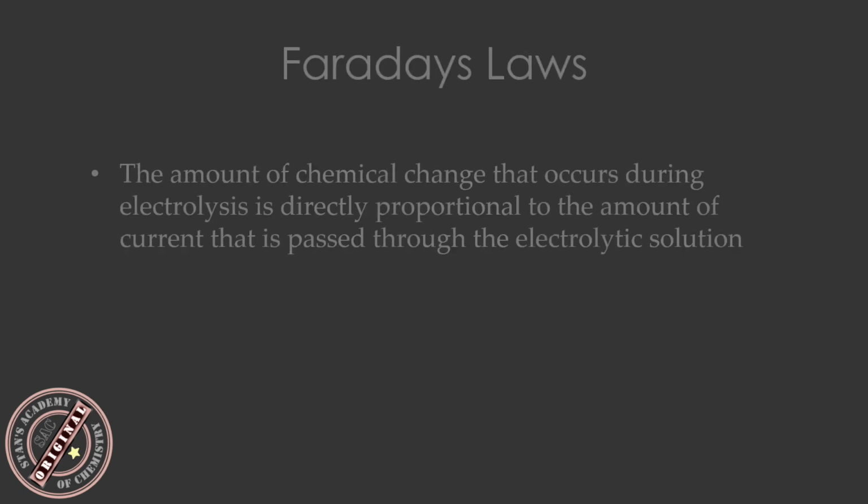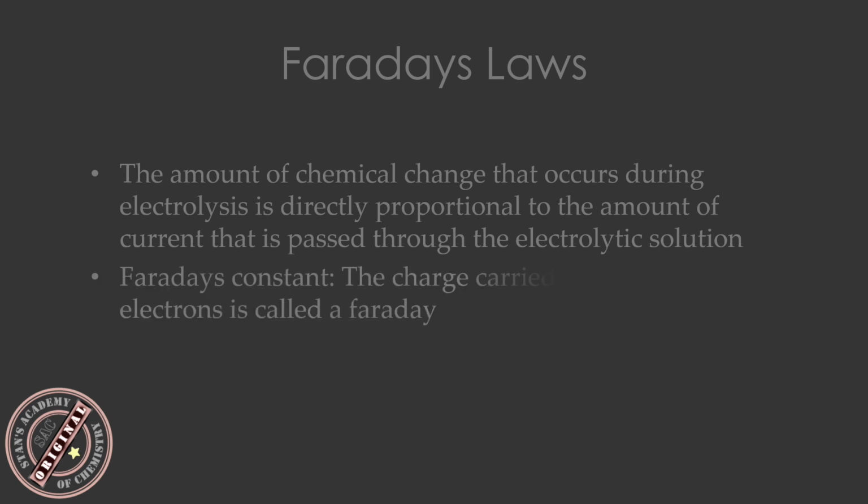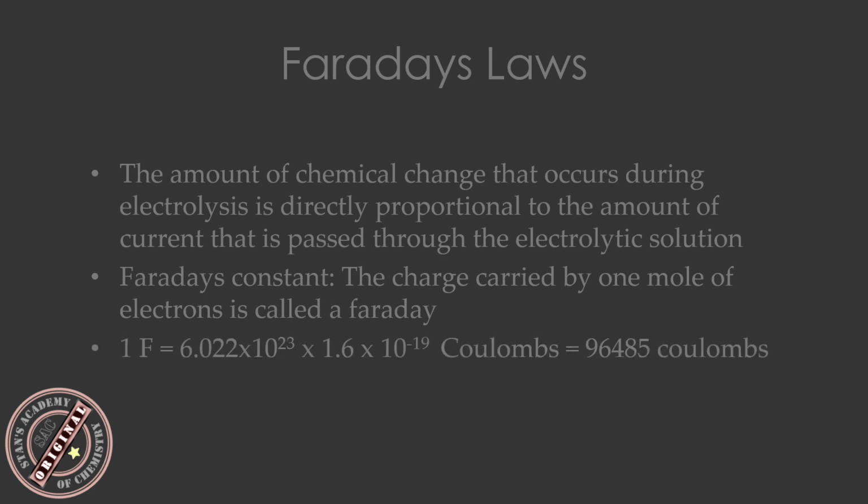If you want to state it, the amount of chemical change that occurs during electrolysis is directly proportional to the amount of current that is passed through the electrolytic cell. Faraday's constant: the charge carried by 1 mole of electrons is called a Faraday. 1 Faraday is equal to Avogadro's number times the charge of an electron. Avogadro's number is 6.022 x 10^23. And the charge of an electron is 1.6 x 10^-19 coulombs. So 1 Faraday is equal to 96,485 coulombs.